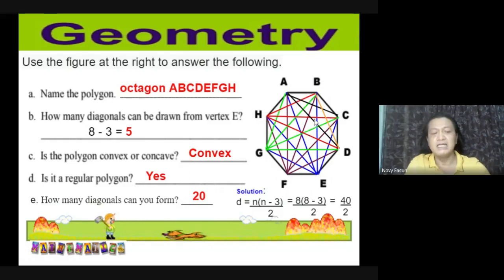Ibig sabihin niyan, si vertex F meron siyang 5, di ba? Si vertex E meron siyang 5. Si vertex G meron siyang 4. Si vertex H, yung naka-color, tignan nyo ha. So, we have 3. Si vertex A meron siyang 2 diagonals. Si vertex B meron siyang isa. Pag binilang ko yan, yung total nila, that is 20. Di ba? Same lang yung nakuha natin. Kaya lang it takes time kapag ginamit mo siya.